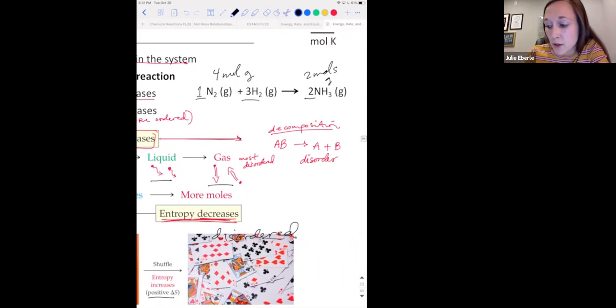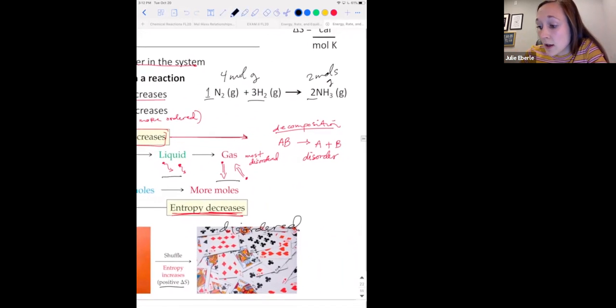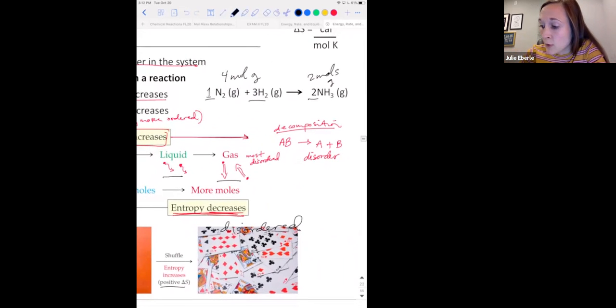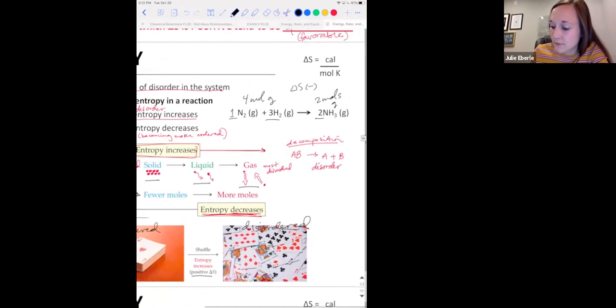But there's more than one way to do it, especially if not everything is the same state of matter, if you do have solids and liquids and possibly gases too, all in one reaction. So definitely order is increasing, disorder is decreasing. So delta S should be negative here. You're becoming more ordered. You're becoming less disordered. So delta S is negative.